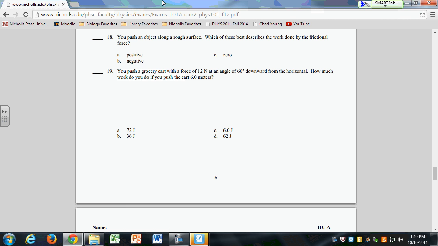So here our work is F times D times cosine of theta. Our force is given, it's 12 newtons. Our distance is given, it's 6 meters. And then our angle is given, it's 60 degrees. So that's 12 times 6, which is 72, times the cosine of 60, which is 1/2. So it's going to be 36 joules.